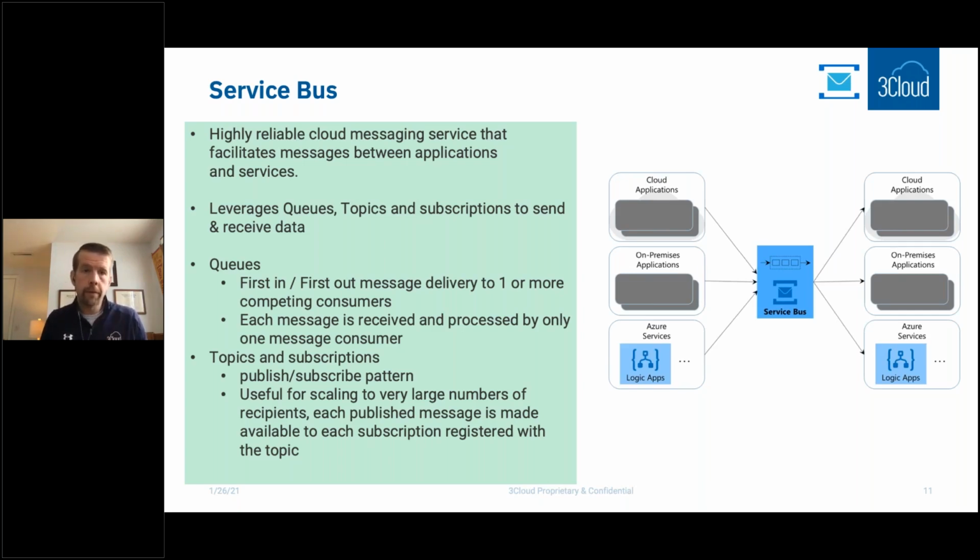Essentially two different types of items inside of a service bus. One is a queue and one is a topic. So a queue is first in, first out and guaranteed one-time delivery. So you know that that message is only going to be consumed by one thing.